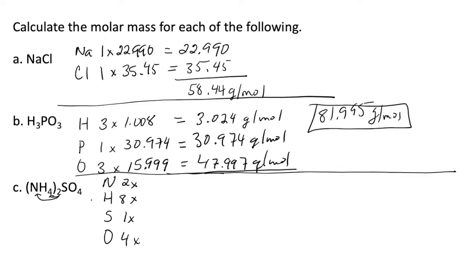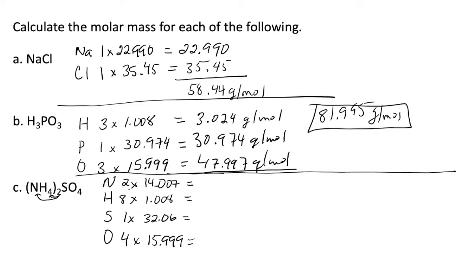Now I'm going to use a periodic table to find out the mass for each individual. Each nitrogen is 14.007 grams per mole. Each hydrogen is 1.008. Sulfur is 32.06 and oxygen is 15.999.